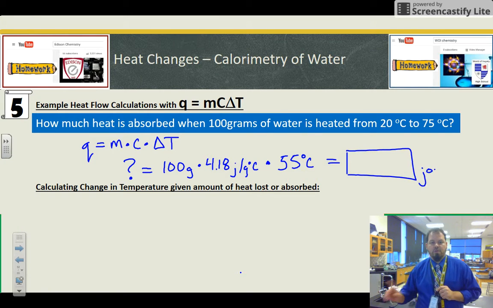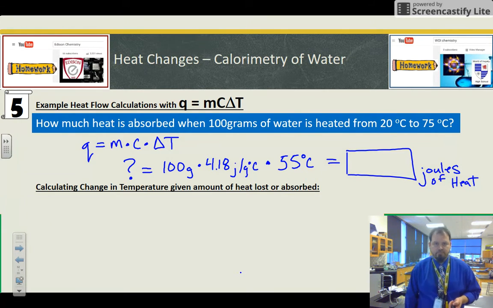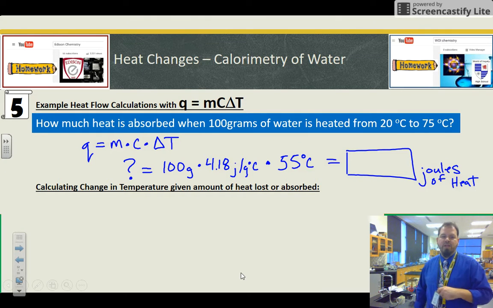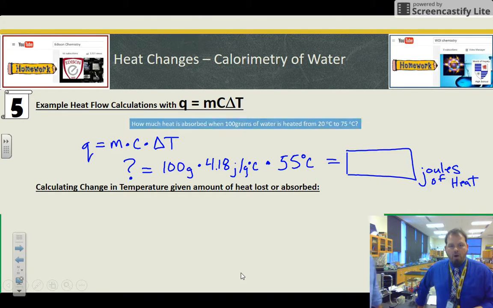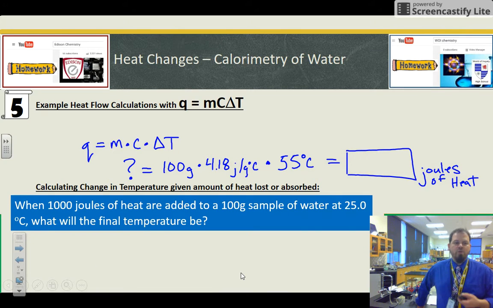The gram cancels, the Celsius cancels, leaves me in joules. Very good. I can ask you about a different part of that equation. We can give you the amount of heat and the mass and ask what the final temperature would be. This is a 2-step problem.